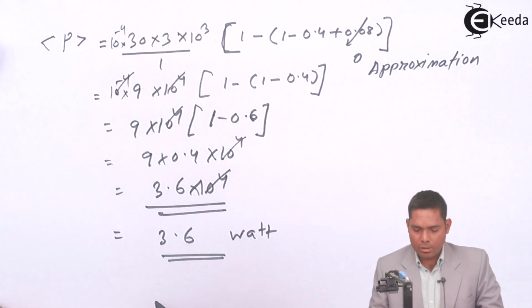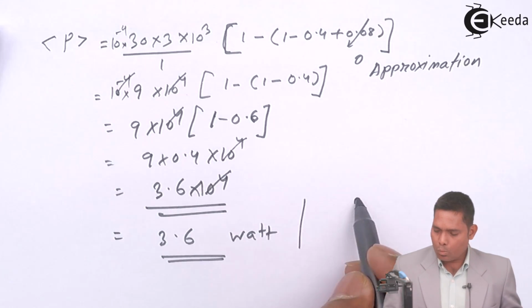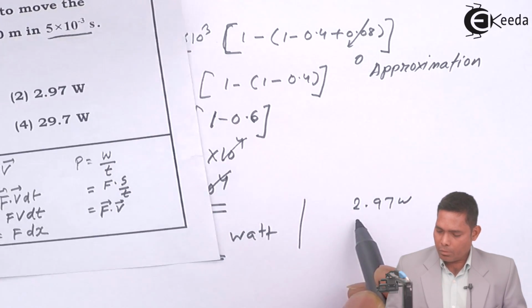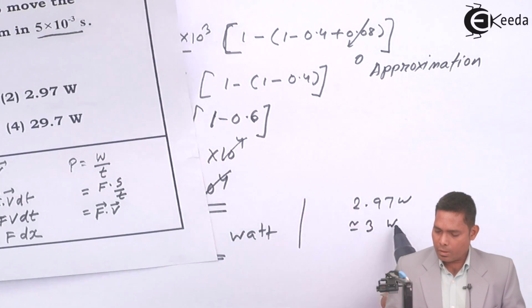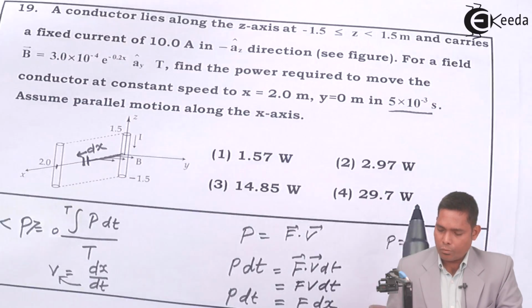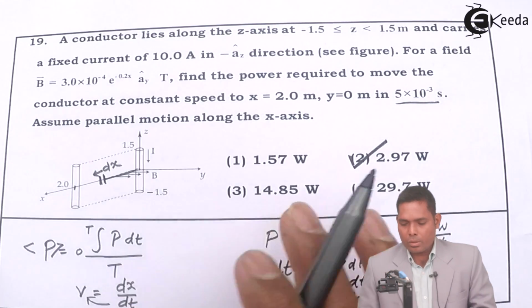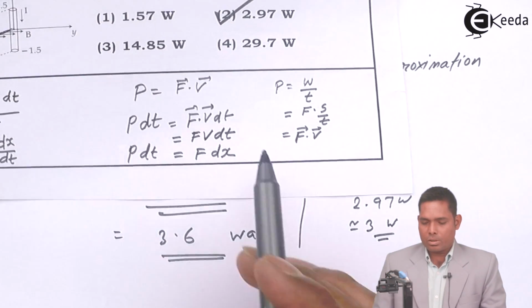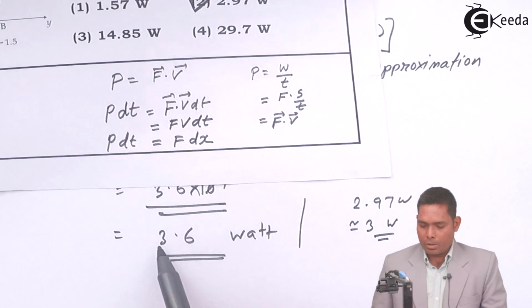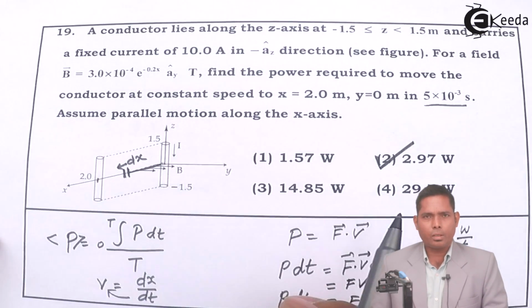Approximately this is the number. If you solve it properly, the option is 2.97 watt, which is approximately 3, right? If you solve approximately, this is the answer. So obviously this will be the choice, 2.97. You don't have to go for exact calculations because it is not required. 3 point something, 3.0. So this is the right answer to this question. Okay, thank you.